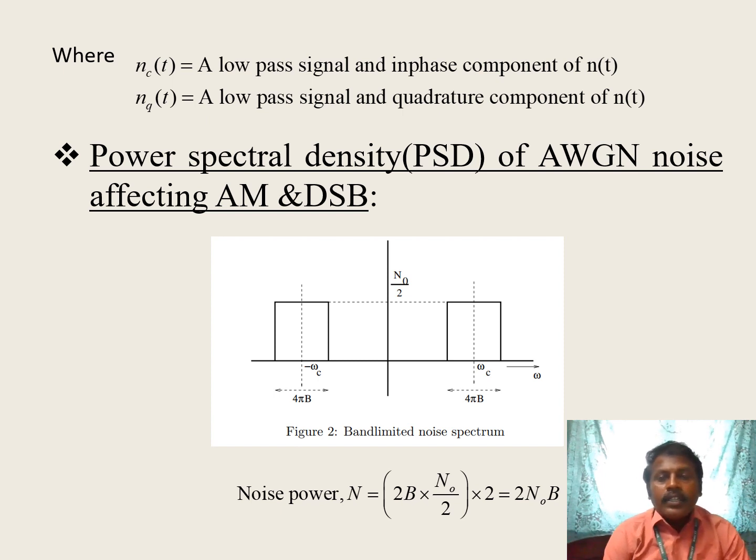Then we have the power spectral density of additive white Gaussian noise affecting AM and double sideband suppressed carrier. Look at the diagram where we have omega c, the angular frequency. On the right side and the left side you have sidebands of equal bandwidth. So the noise power N equals 2B into N naught by 2 into 2. The 2 gets cancelled. Finally we have N equal to 2 N naught into B.